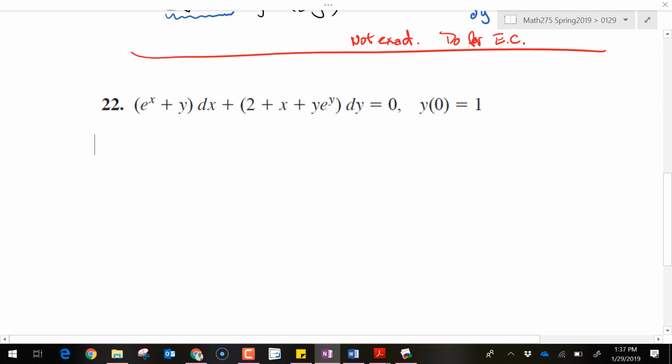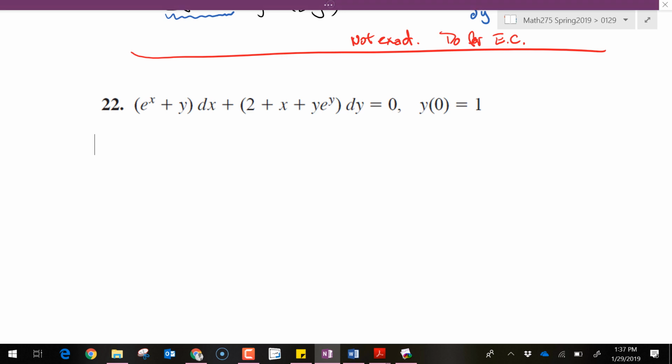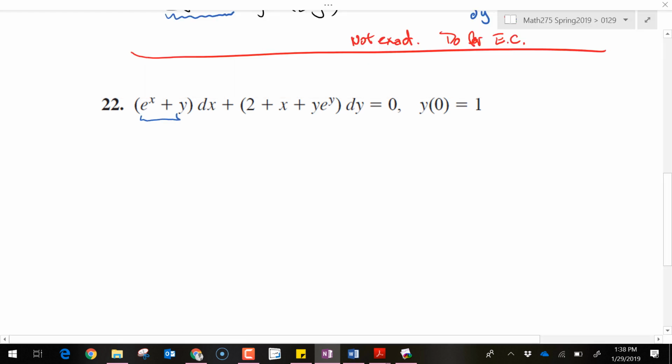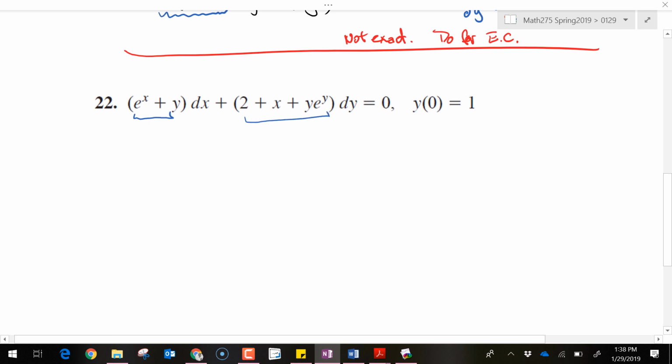So this is our problem. We want to find the differential equation solution for this. We want to check if this is exact. We'll call this M. The derivative of M with respect to y is going to be 1. And if we call this N, the derivative of N with respect to x is also equal to 1. So these two are equal, so this is exact.